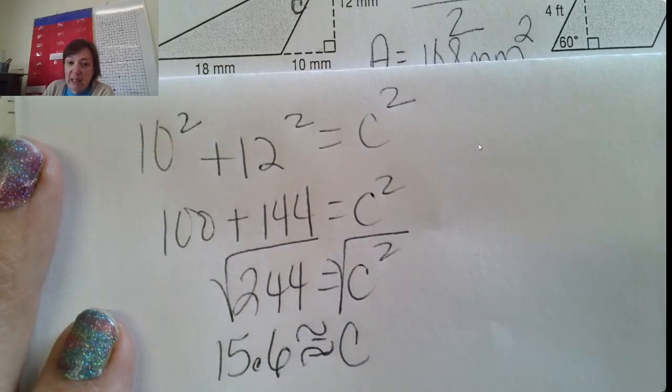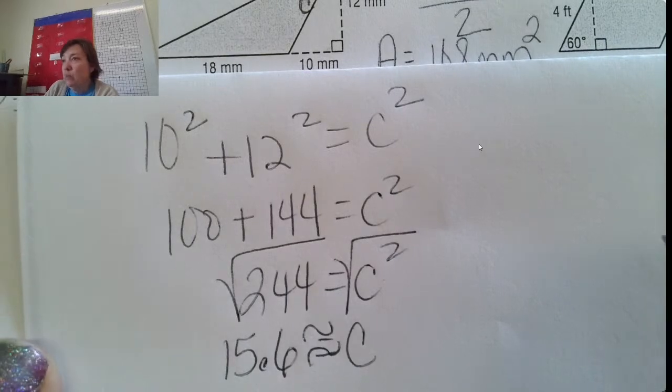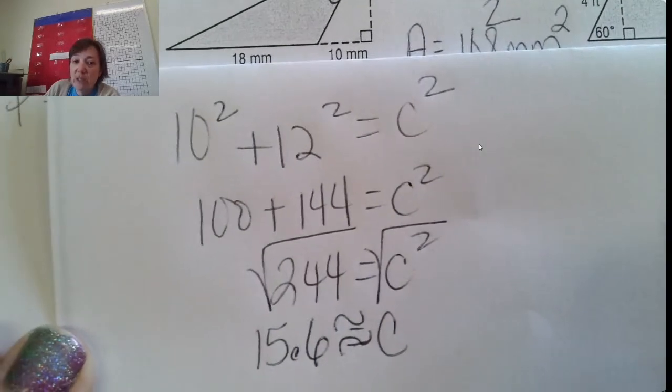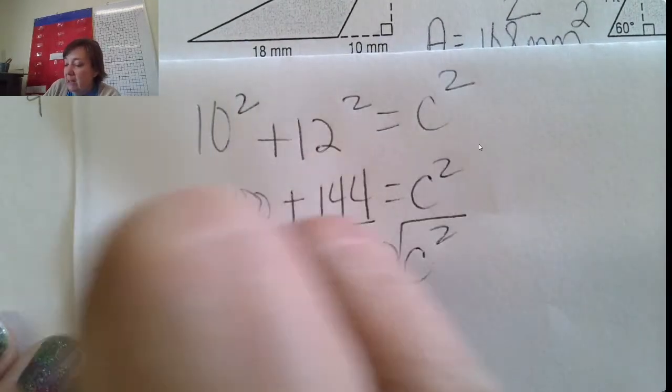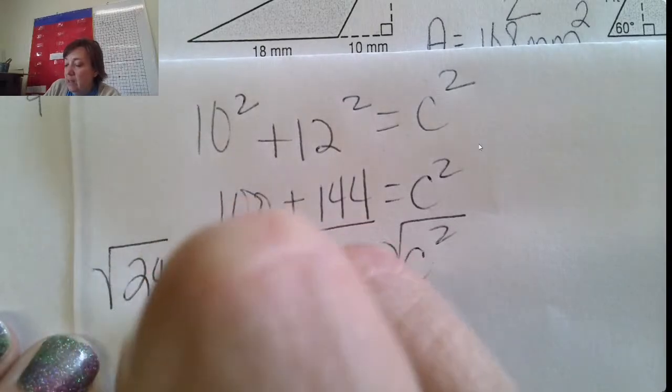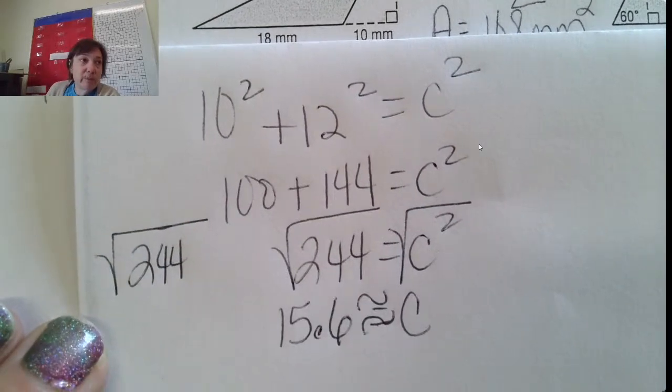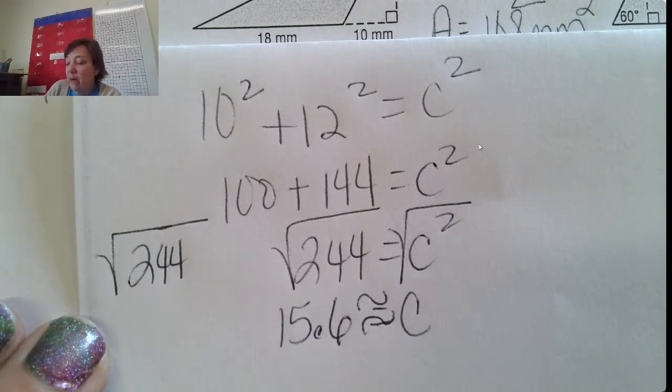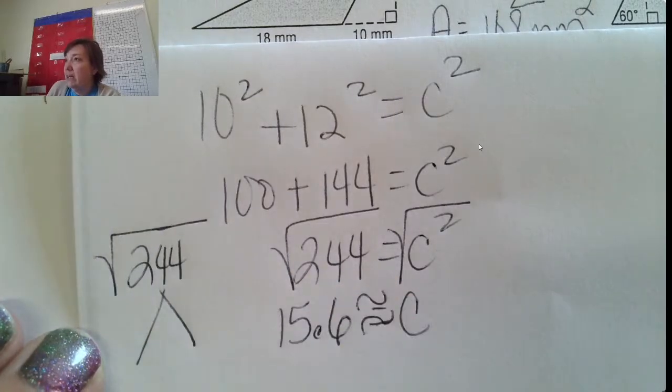It's not an exact answer. However, I want to take this moment to remind you of something. Let's say that they had said that they needed an exact answer, and we need to simplify this radical. So if they need an exact answer and we have to simplify this, remember, all we have to do is break it down to its prime factorization and see what kind of pairs we got in there. So what goes into 244?